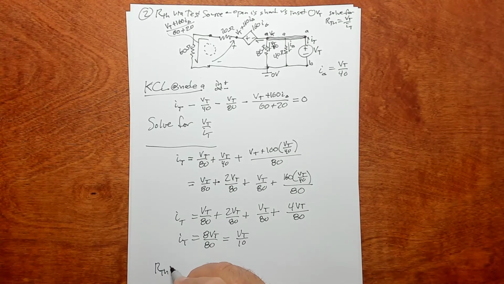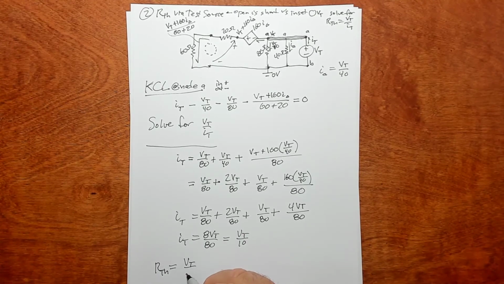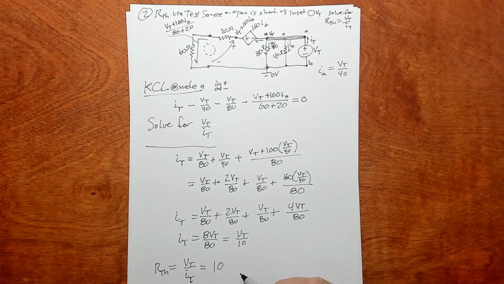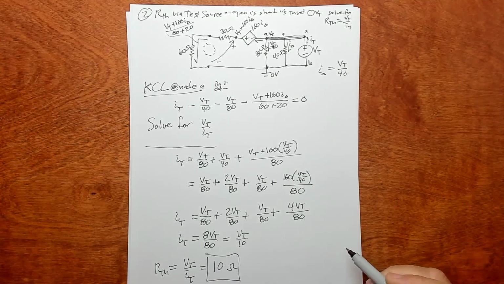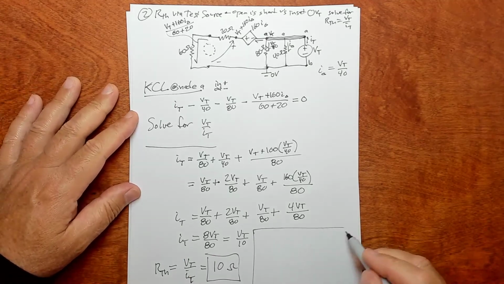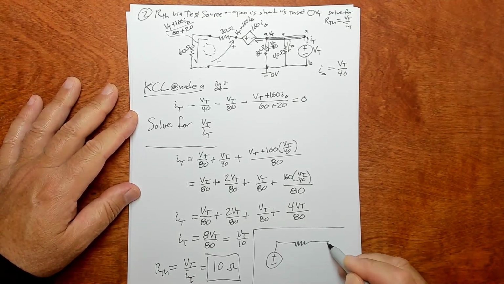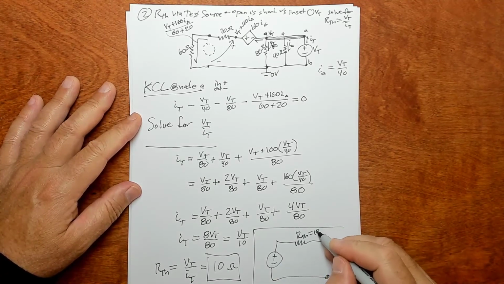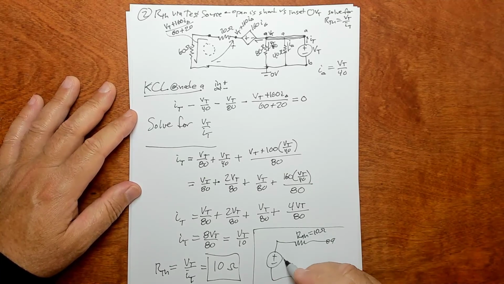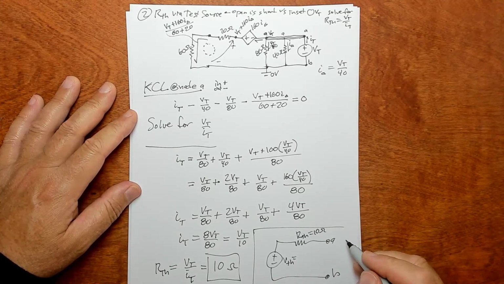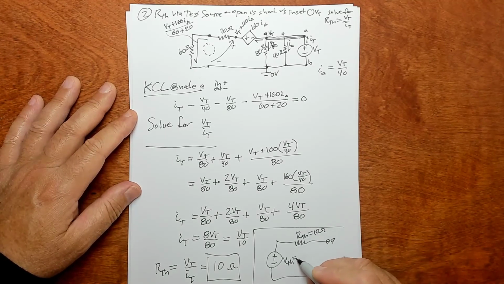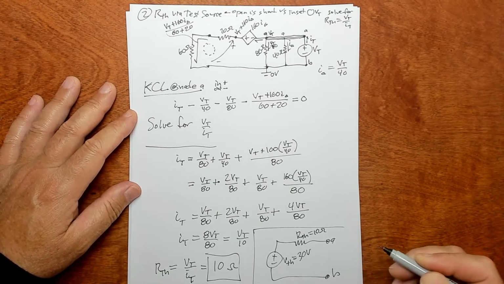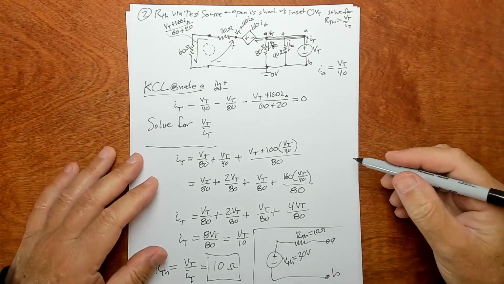So R sub Thevenin is VT over IT. That's what the method says to do, and that's just 10. So, answer. I'm trying to find the Thevenin equivalent. So R sub Thevenin, we just solved for that. It's 10 ohms. And V sub Thevenin, we solved for a long time ago. It was like last week, or in internet time. It was 30 from the previous process.